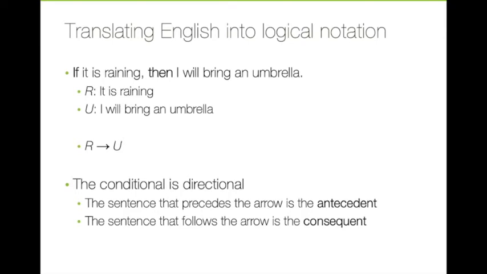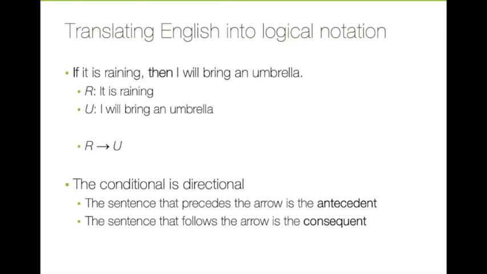There are a couple things to note about the conditional that make symbolizing sentences with it a little bit more complicated than with conjunction and disjunction. Unlike those two connectives, the conditional is directional. This means that the order of the statements on each side of the arrow matters. The sentence that precedes the arrow is called the antecedent, and it puts forward the condition, hence the name conditional. The sentence that follows the arrow is the consequent, the consequence of that condition. It has to be true if the condition holds.